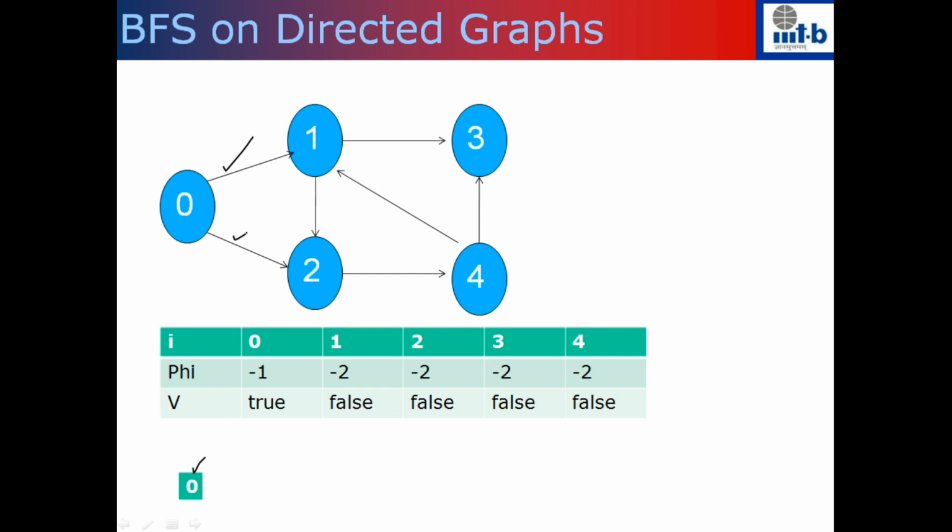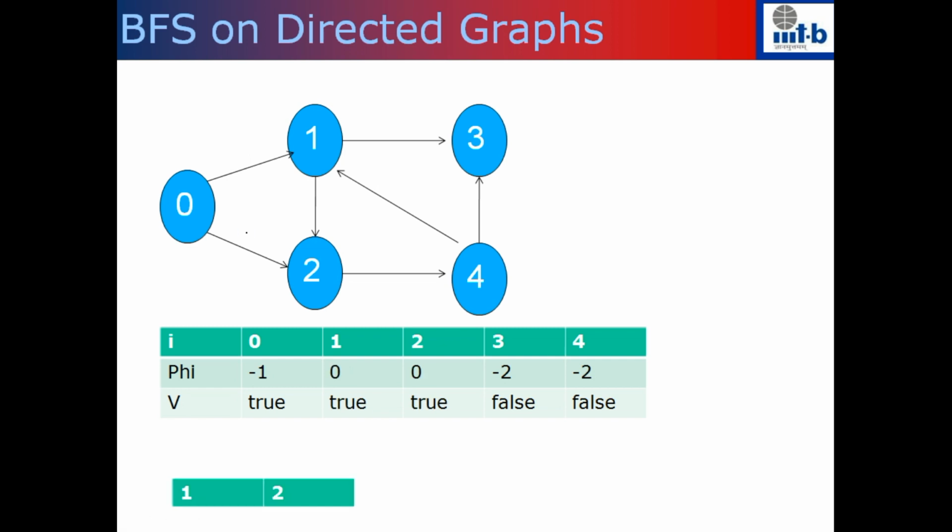Since the flag of 1 is false, it will be added into the queue, and we will set the pi of 1 to be 0. When we consider the edge 0, 2, the flag of 2 is also false, so we will set the flag of 2 to be true, and we will set the pi of 2 to be 0. After we delete 0 and consider the edges outgoing from it, the data structure will look like this.